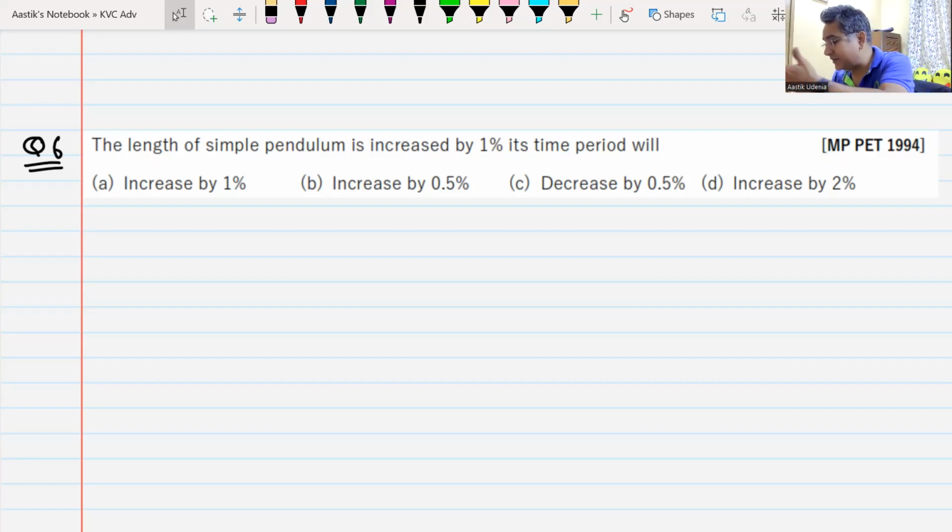The length of the pendulum is increased by 1%. Its time period, 1 by 2, increased by 0.5%. That is what you had to do. Nothing else.